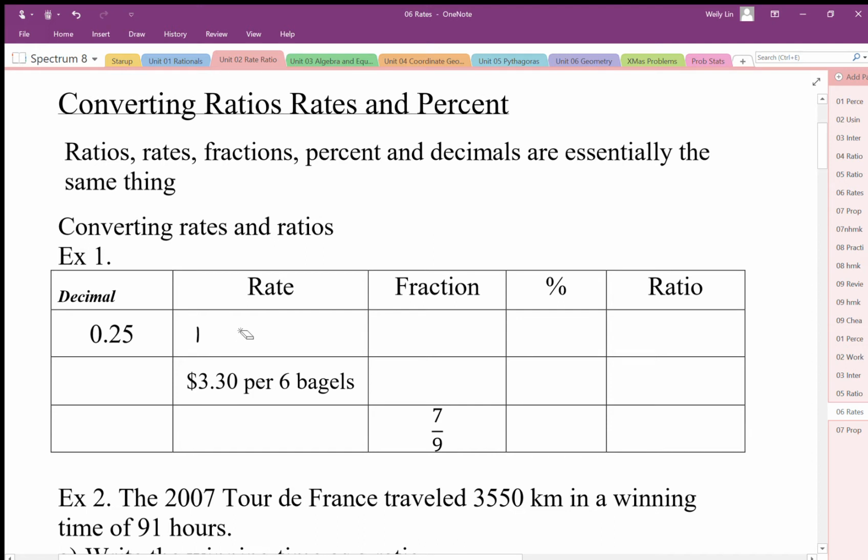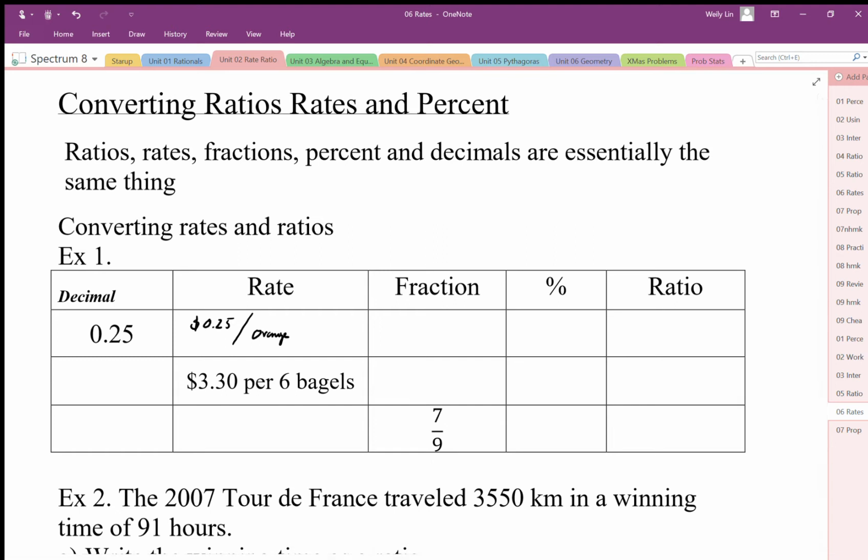Okay, so in this case, we can say 1 orange, or $1 for 4 oranges. Okay, so that's a whole number rate. We can do this as a decimal rate. We can say $0.25 per 1 orange.